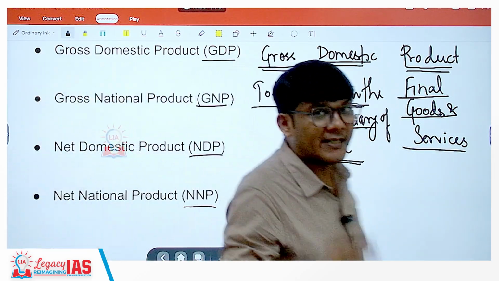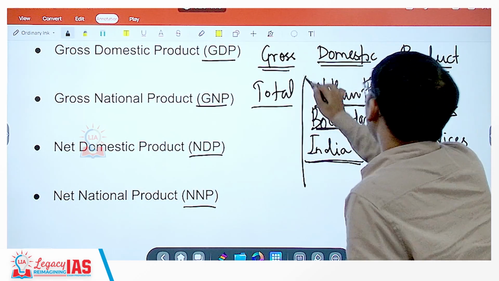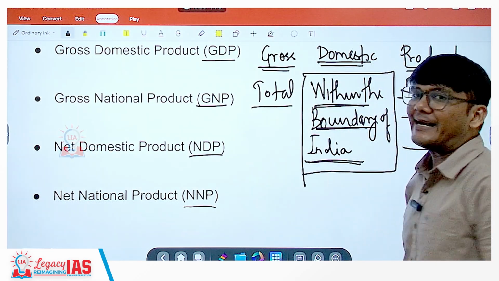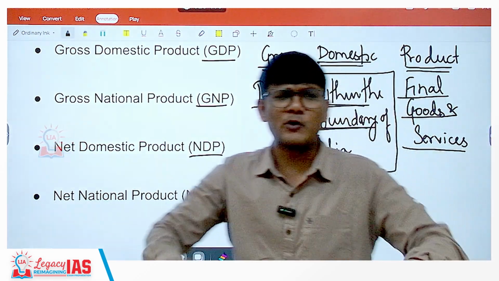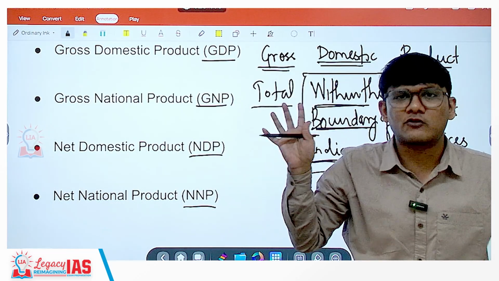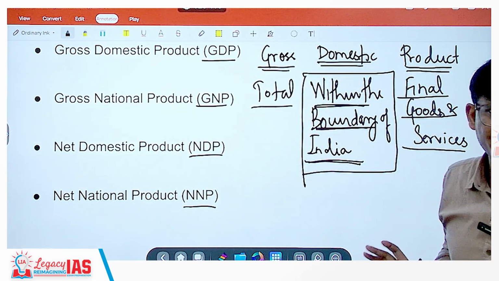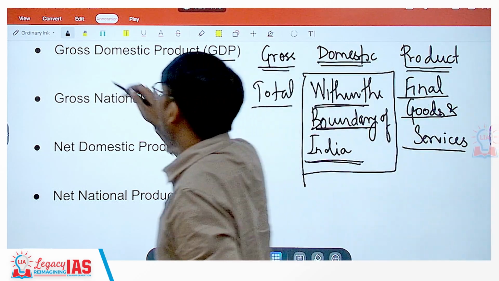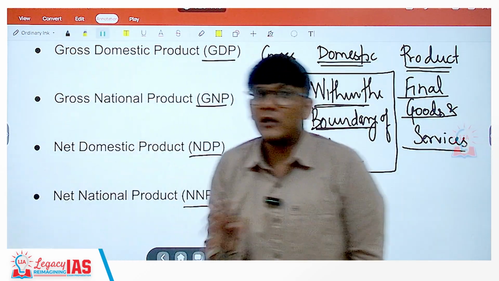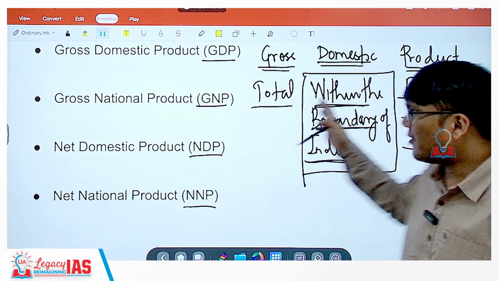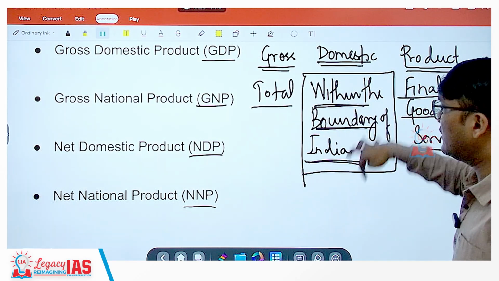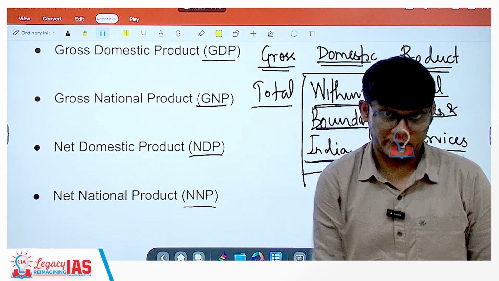Why? Because it is being produced within the boundary of India, no matter who produces it. If it is produced automatically by magic, also within the boundary of India, it is GDP. Clear? So be very clear on this definition. Do not get confused. What about if foreigners produce anything? Is it talking about anything? No. It's just talking about within the boundary of India, no matter who produces it.